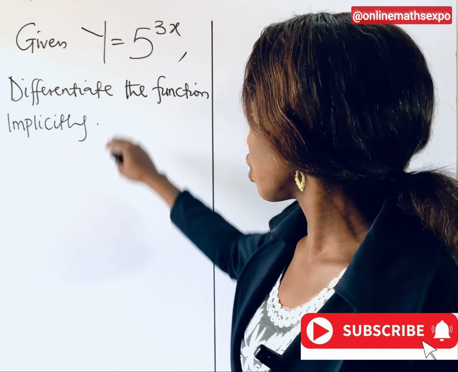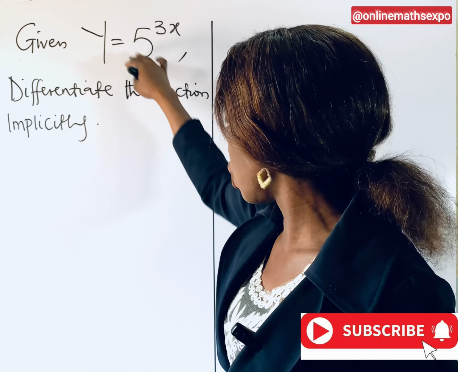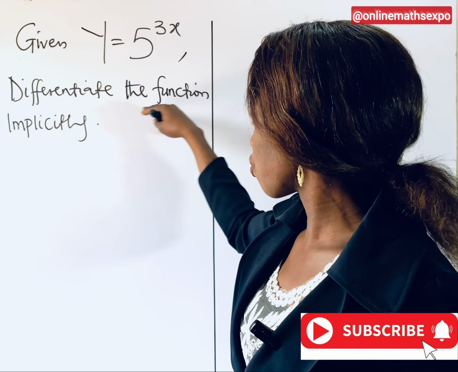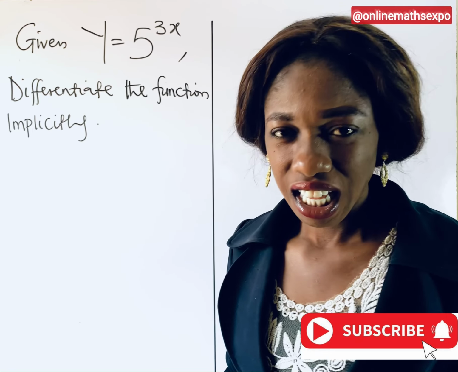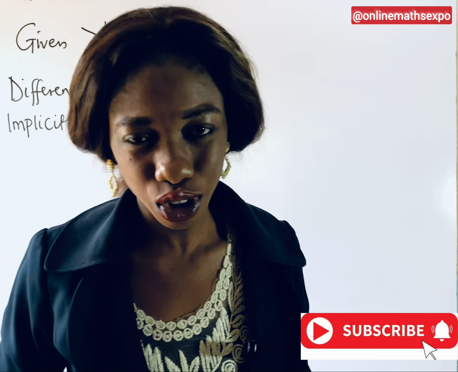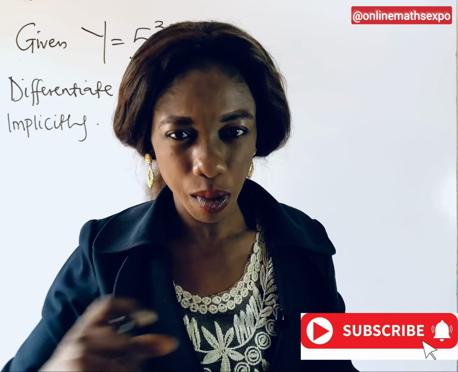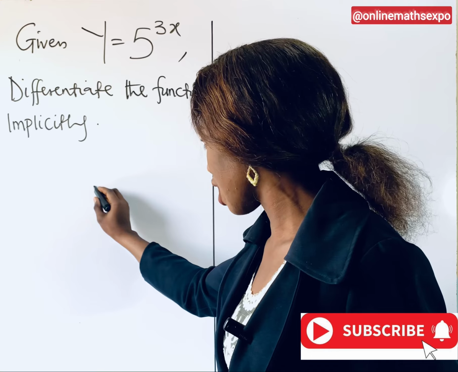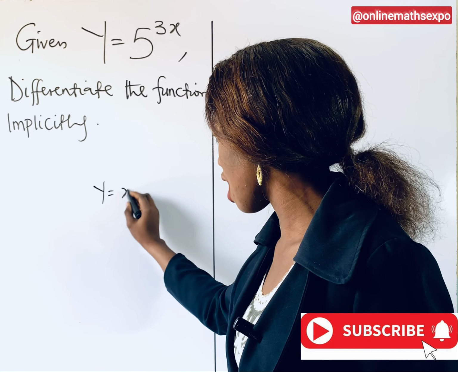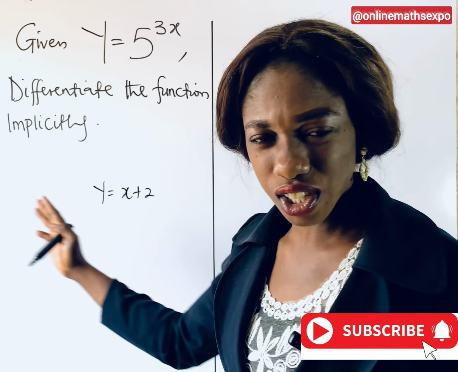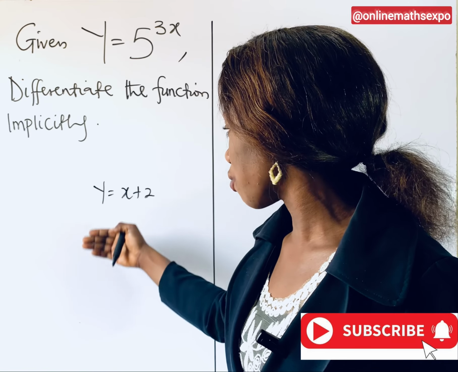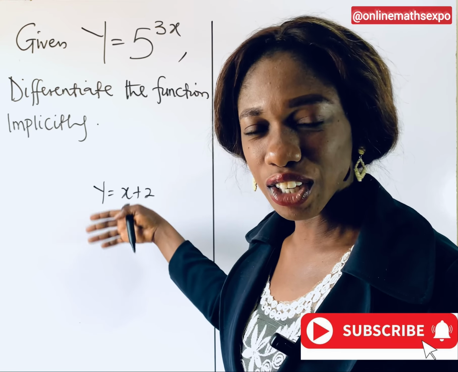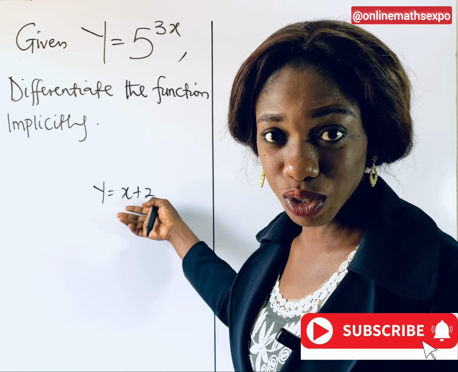Now, remember, we are given this function of y. This is an exponential function, and we are asked to differentiate it implicitly. Now, when you talk about an implicit function, it means that the x and y variables are mixed up. It's not separated. Just like when you have it explicitly, it is separated, like you have y is equal to, let's say, x plus 2. Okay, it's just separated. And in this case, you are differentiating a function of x with respect to this x.